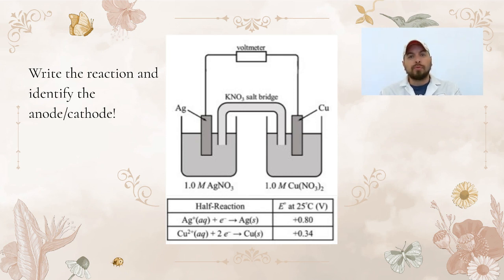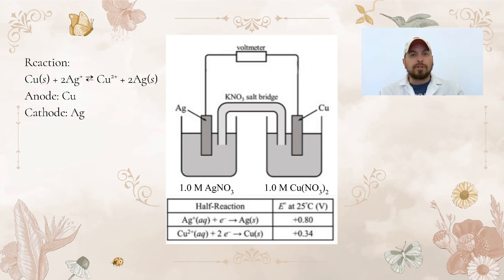Here I've got a new cell, a new battery. This is a copper-silver cell. And in this case, we've got copper ions in one side and silver ions in the other, a copper electrode on one side, a silver electrode on the other. So in these two cells, let's say we start at 1 molar concentration. What would the cathode be? What would the anode be? Figure that out first. Then we're going to discuss what happens if we start changing concentrations.